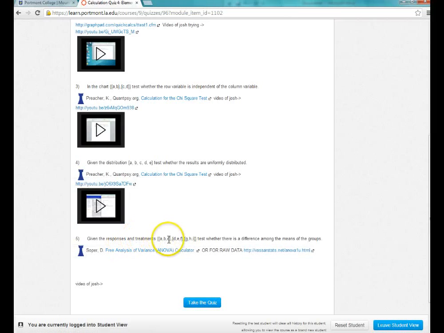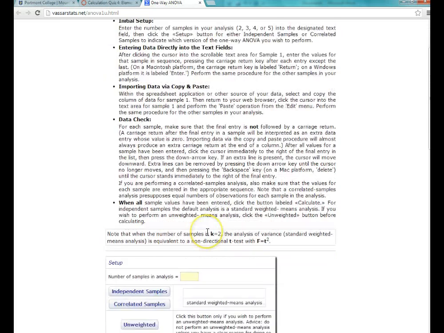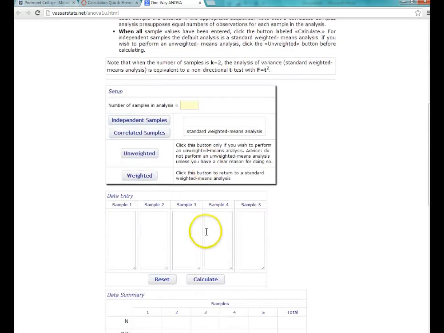Given the responses and treatments, test whether there is a difference among the means of the groups. So according to this, it looks like it wants raw data. That's why we have a link here for RAW DATA in capitals, because this looks like it's just going to give me a bunch of information or sets of data. Let's go over into that calculator and see what we have.